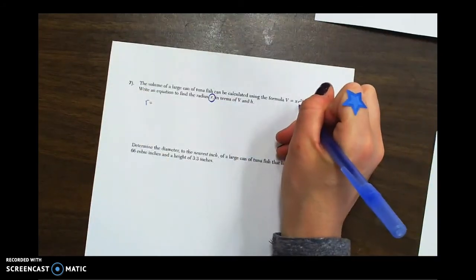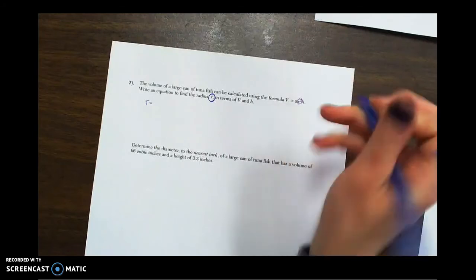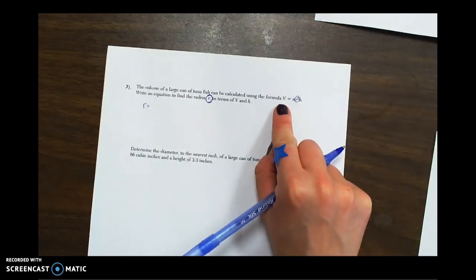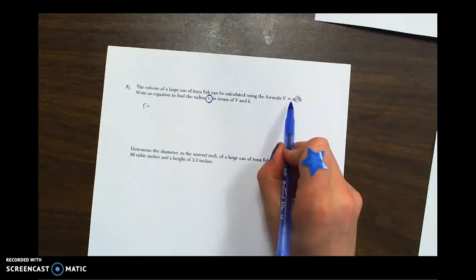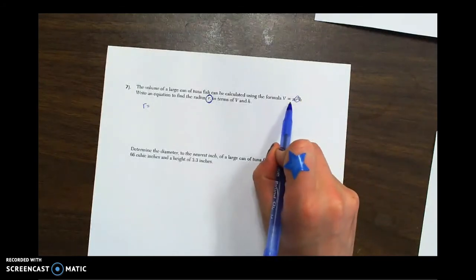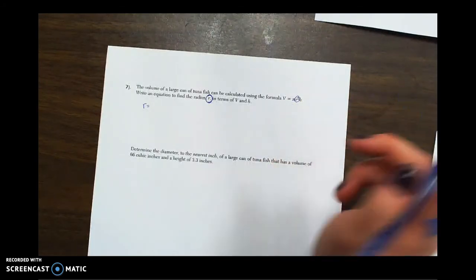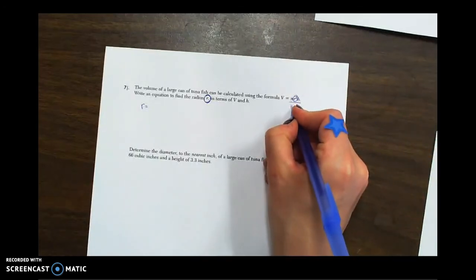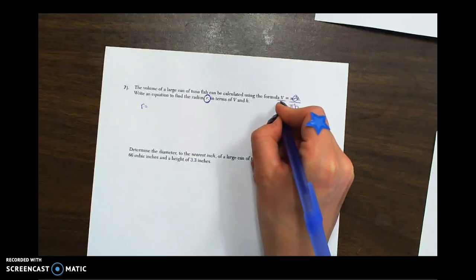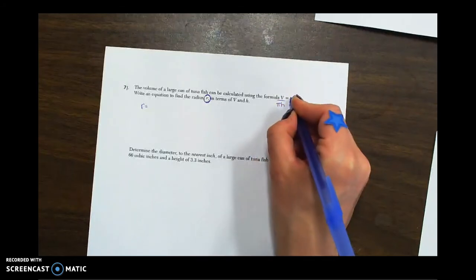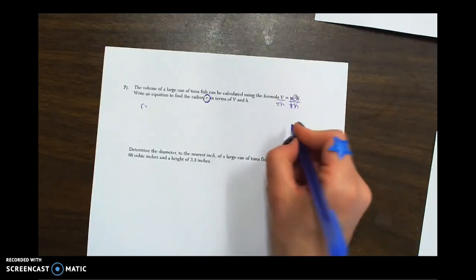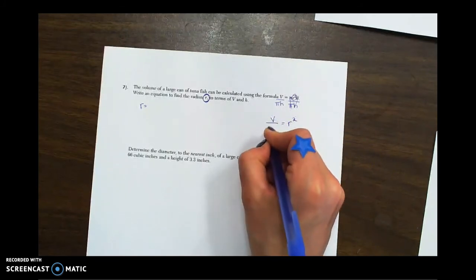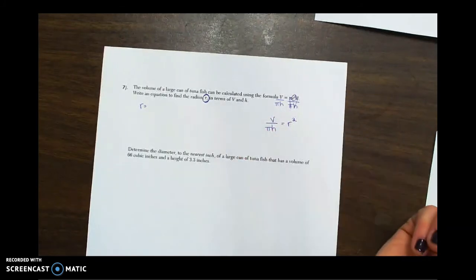So here's my equation. I'm going to circle the r. I want to keep that exactly where it is, and I want to bring everything else to the other side. If I take a look, there's no parentheses, no addition, no subtraction, no division, but there is multiplication. So I'm going to divide both sides by pi h. The pi's cancel, the h's cancel. So now we have r squared equals V over pi h.